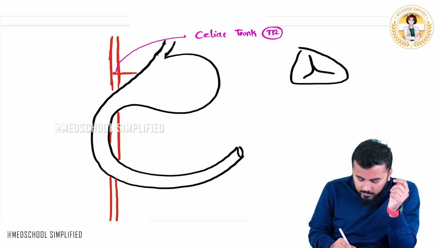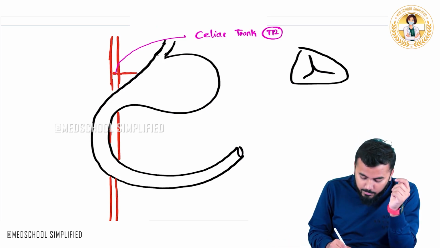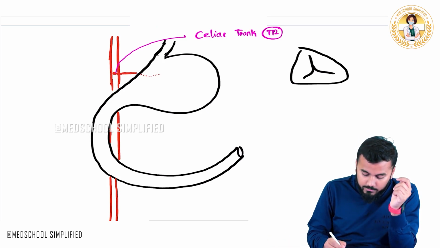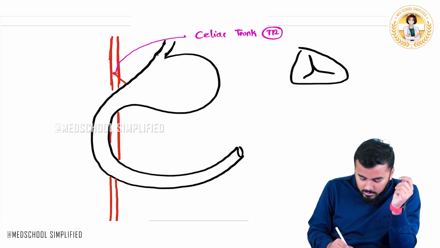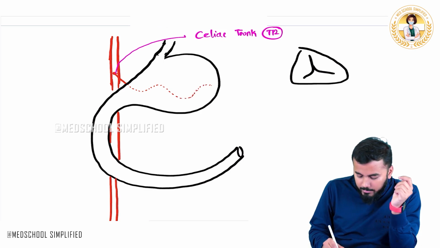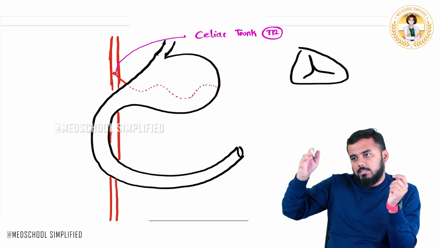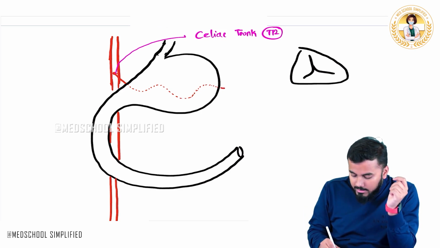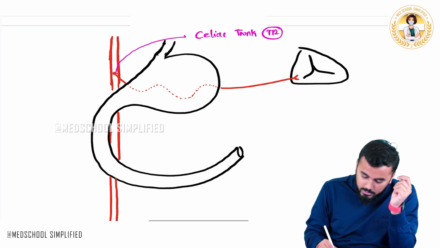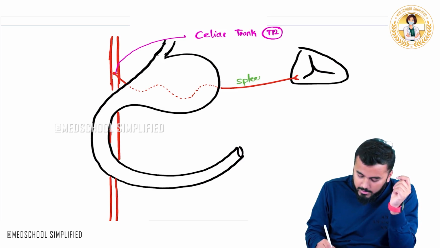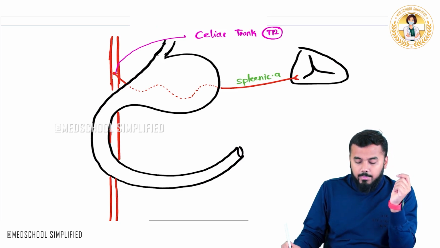So celiac trunk is giving a branch like this, and this branch is actually tortuous. It is in the form of a wave. And finally, this branch supplies your spleen. So the name of this artery is your splenic artery. This is splenic artery, okay?